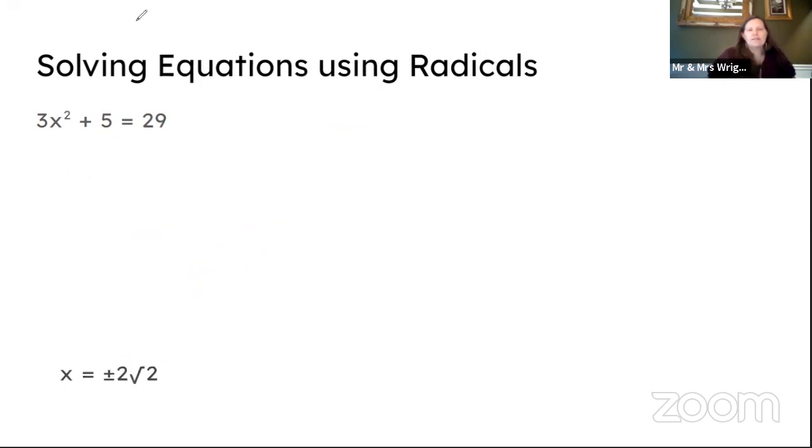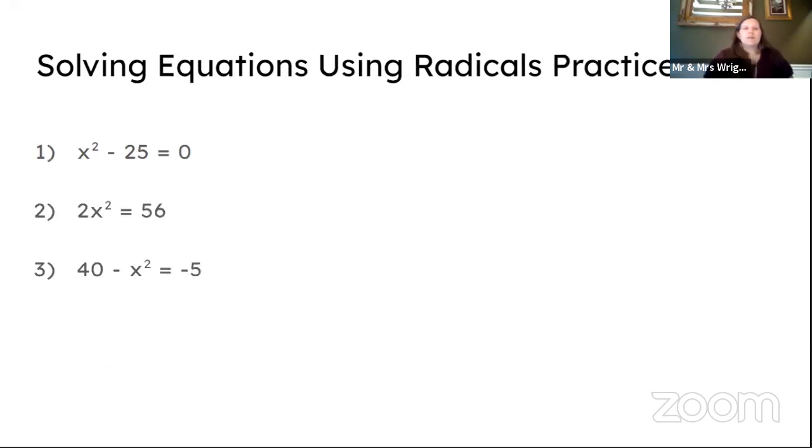There we go. x equals plus or minus 2 square root of 2. And that means both the positive 2 square root of 2 and the negative 2 square root of 2 are our answers. All right, solving equations using radicals practice. There we go. Now you can read it. So I want you to go ahead and pause this, complete these 3 problems on your own, and then we'll be back to go over the answers.